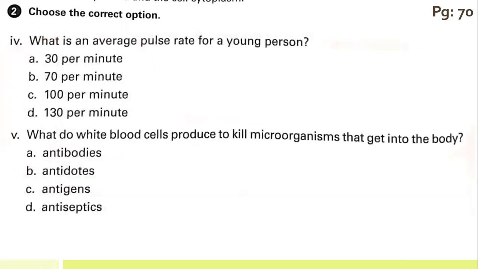Come toward the fourth statement of this question. What is an average pulse rate for a young person? That is around about 70 per minute, option B. What do white blood cells produce to kill the microorganisms that get into the body? The correct option is option A, antibodies.